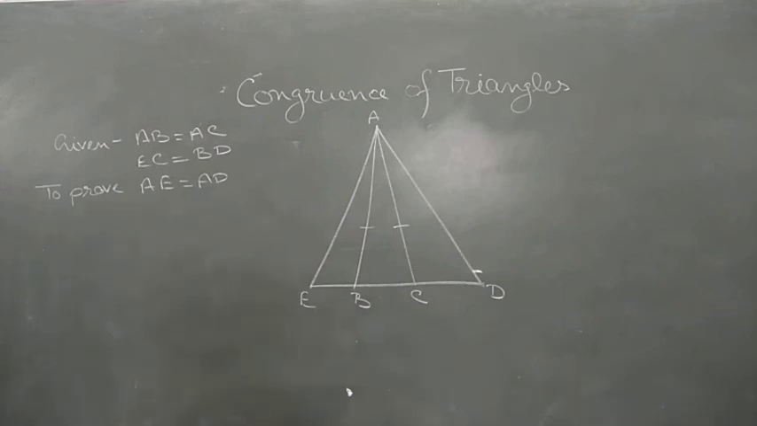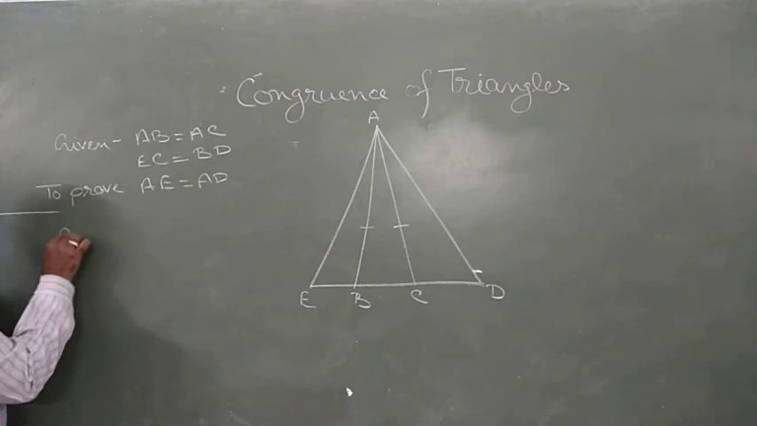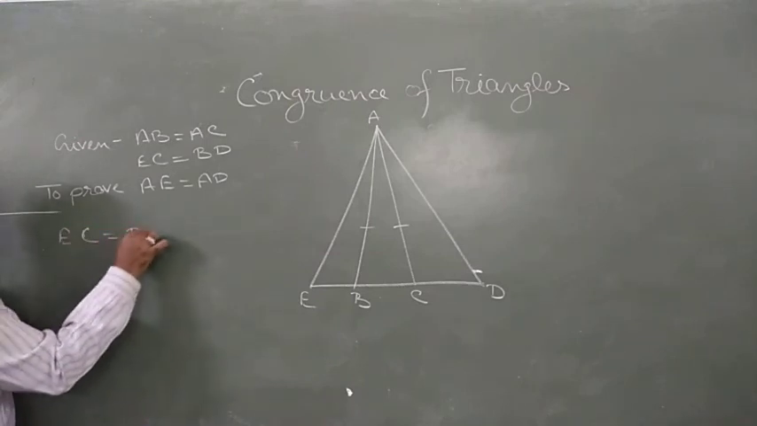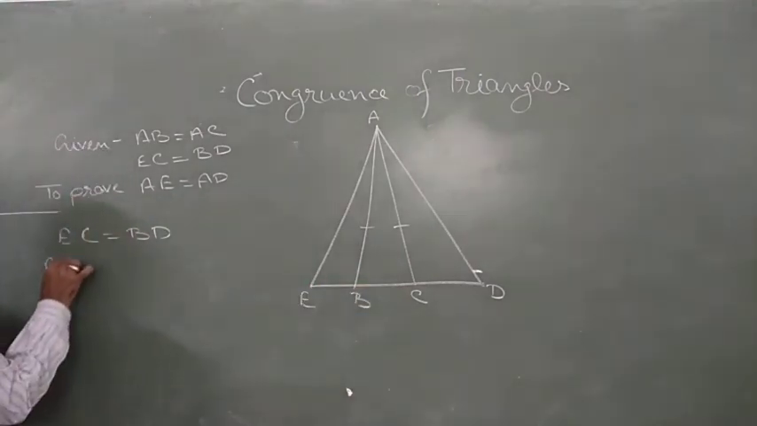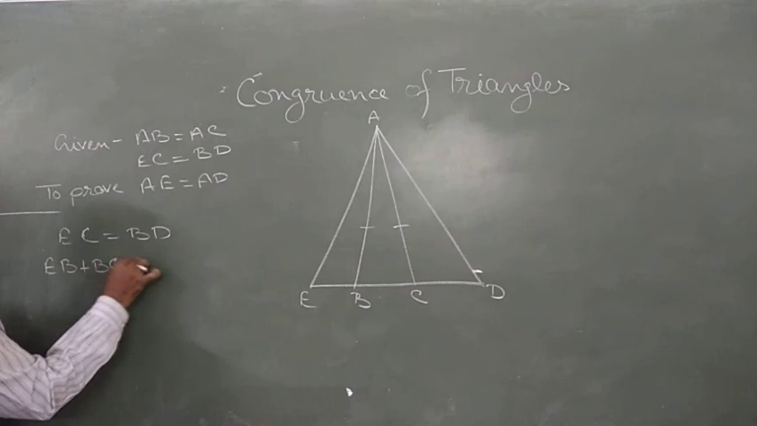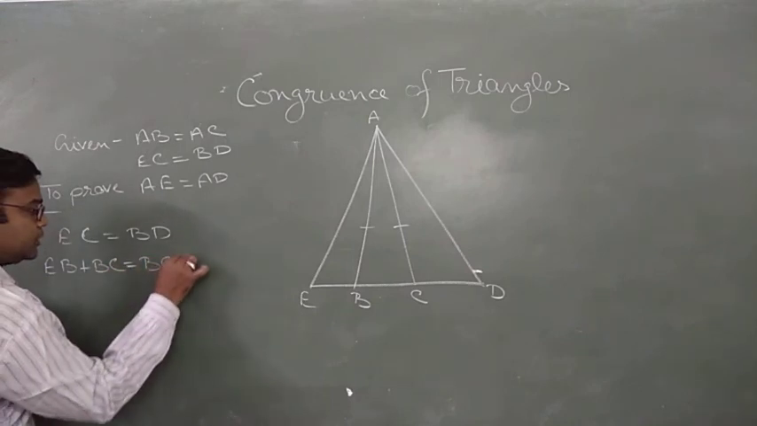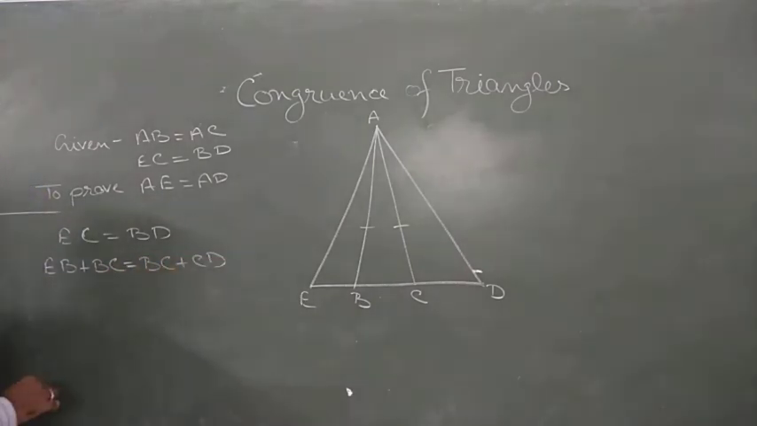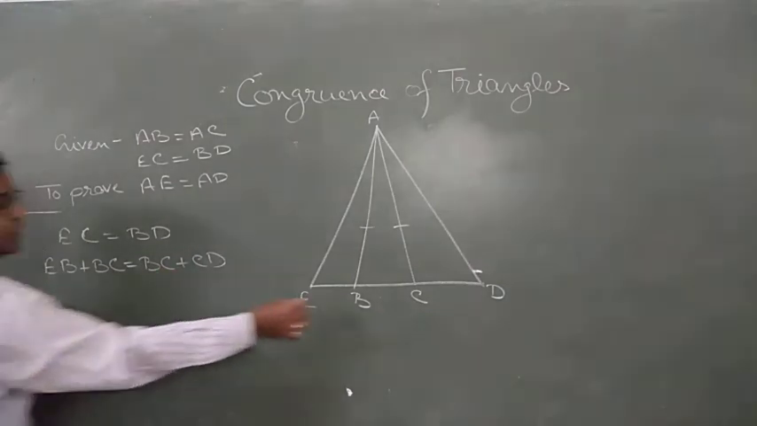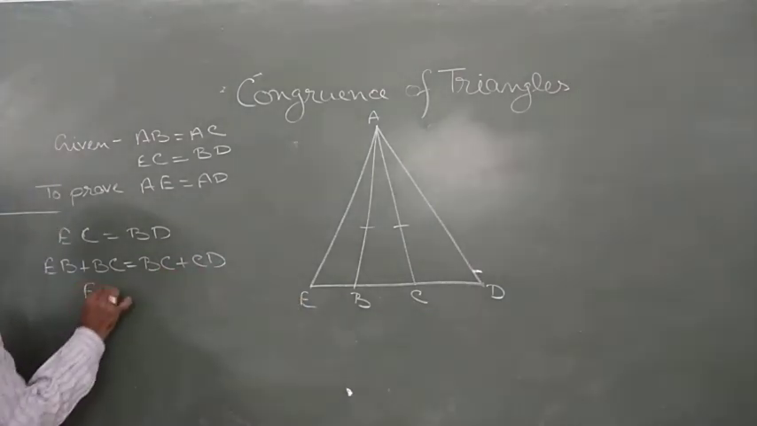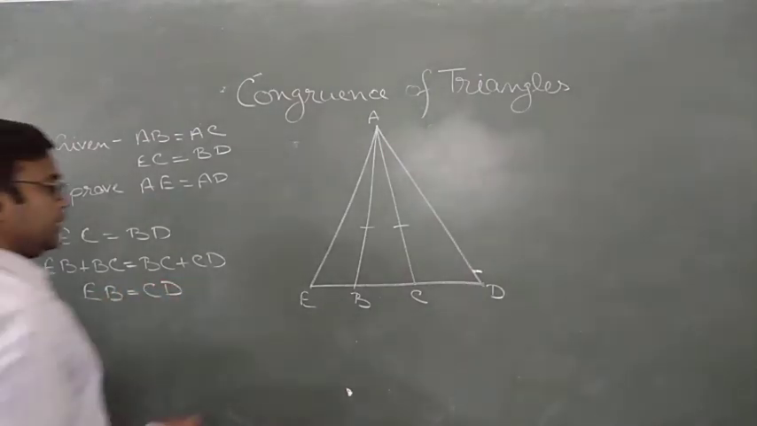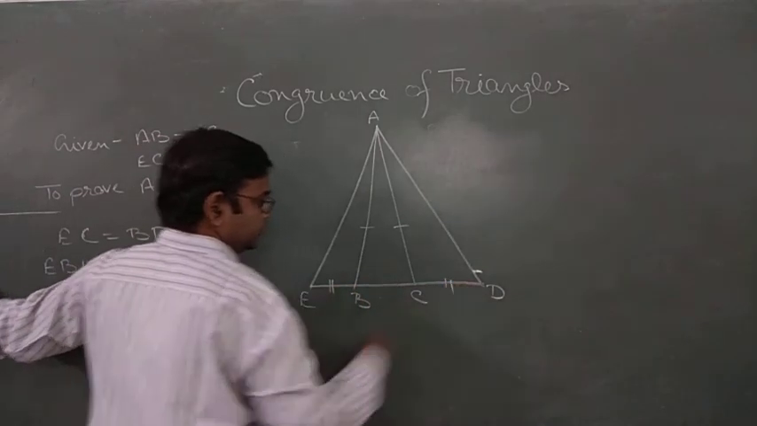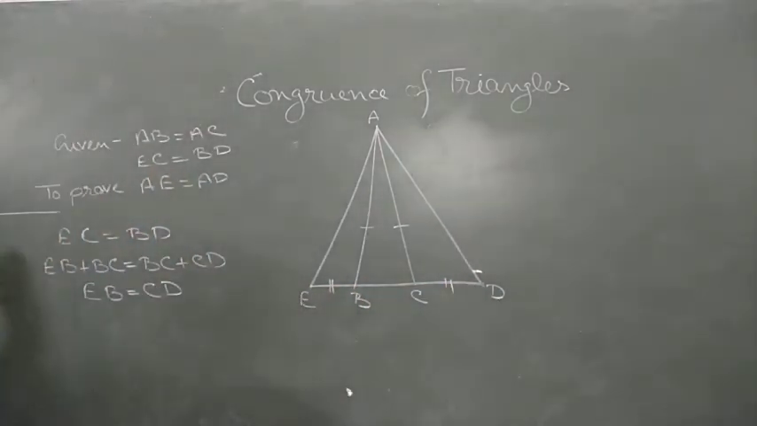How do we prove that? We start the solution from here. It is given that EC equals BD. From the figure we can say that EC equals EB plus BC and BD equals BC plus CD. So in this case, BC is common, so we can remove BC and we can write down EB equals CD. We can say that EB equals CD. This first part is clear.